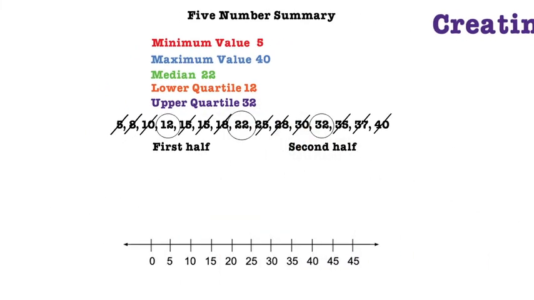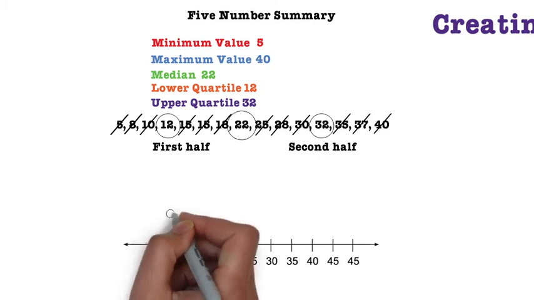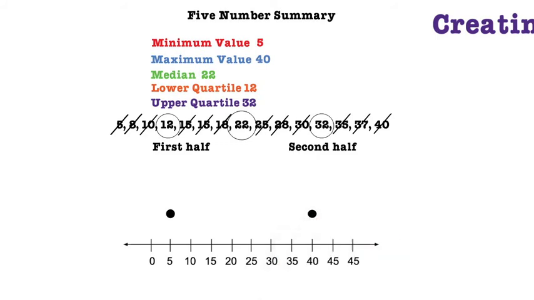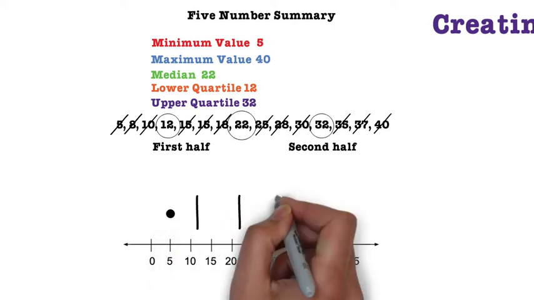A box and whisker plot is built over a number line. The first thing we will plot will be the minimum and maximum numbers, which are 5 and 40. To indicate these values, we're going to put a dot a little ways up above the number line at their respective locations. Then we're going to draw lines to note the median and upper and lower quartiles. Our median was 22, the lower quartile was 12, and the upper quartile was 32.